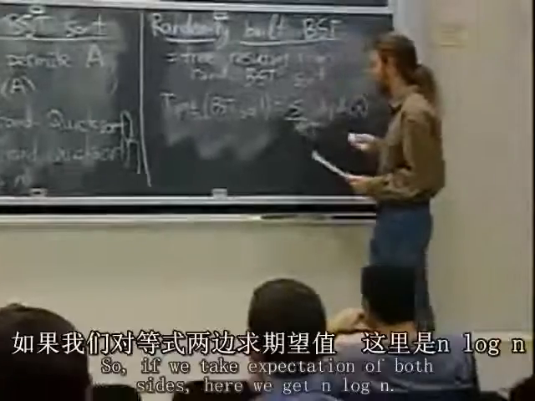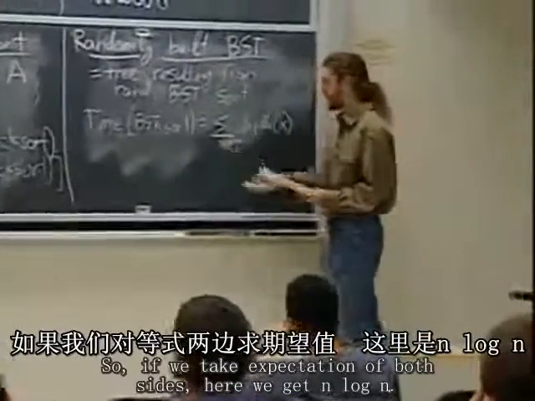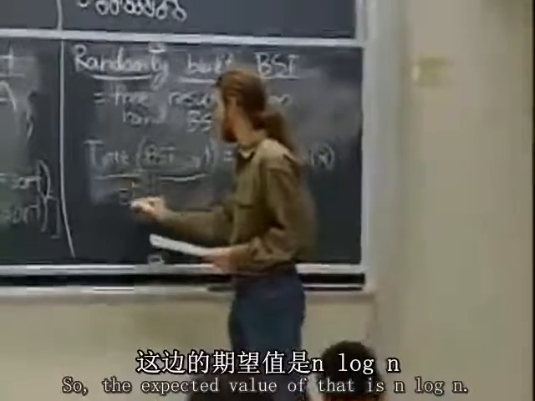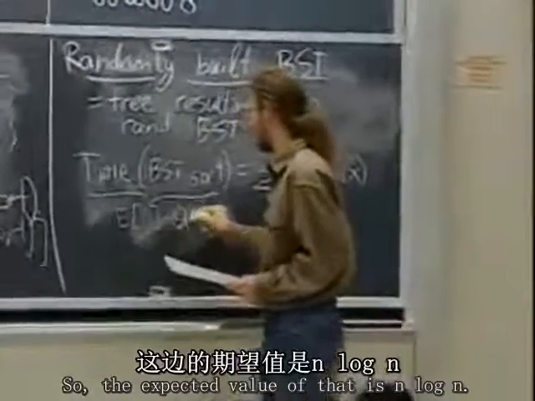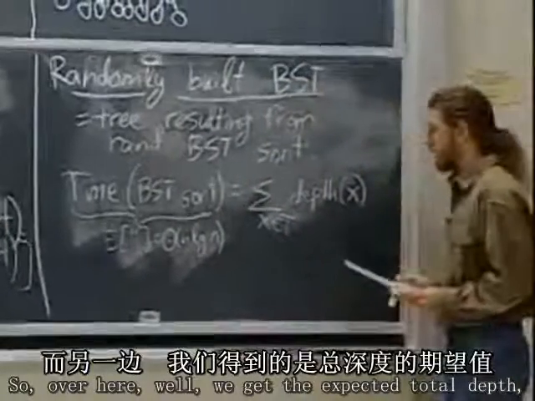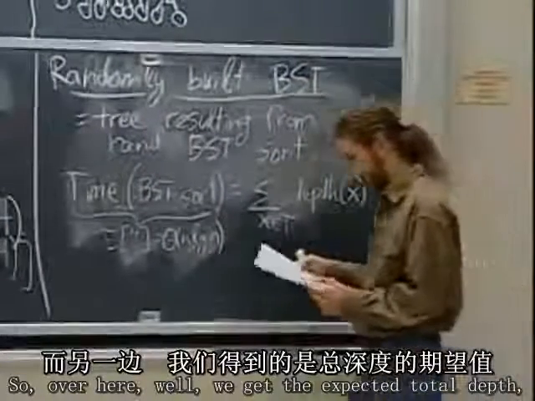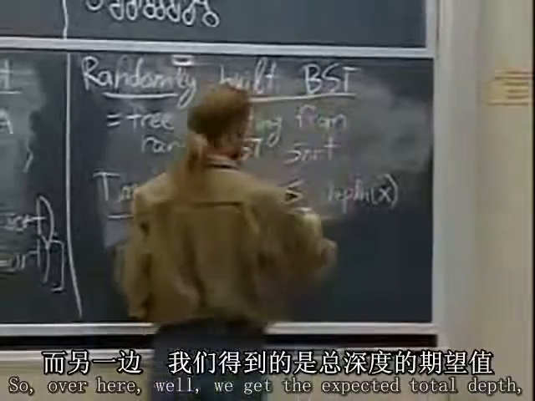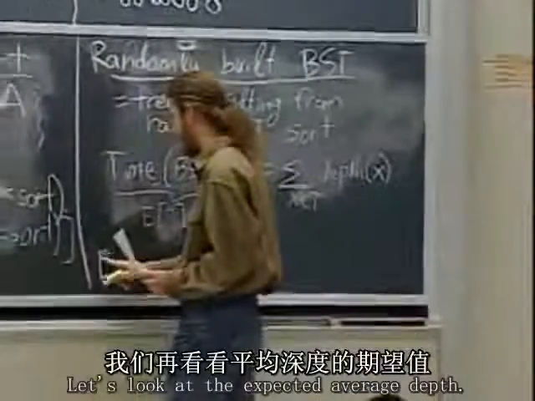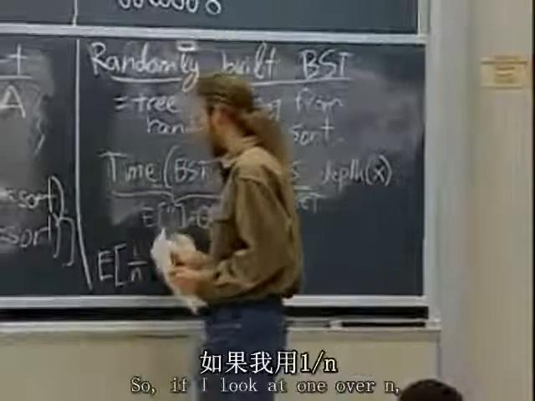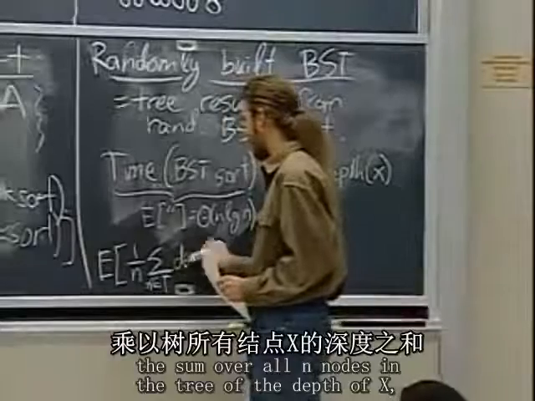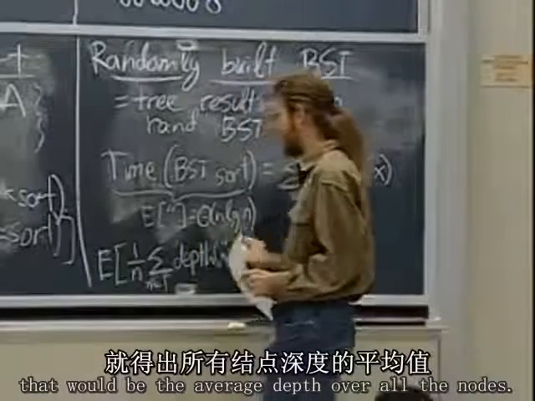So if we take expectation of both sides, here we get n log n. So the expected value of that is n log n. Over here, we get the expected total depth, which is not so exciting. Let's look at the expected average depth. So if I look at 1 over n, the sum over all n nodes in the tree of the depth of x, that would be the average depth over all the nodes.